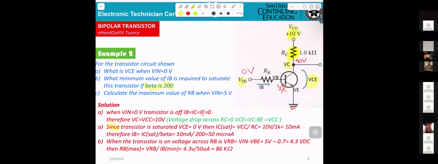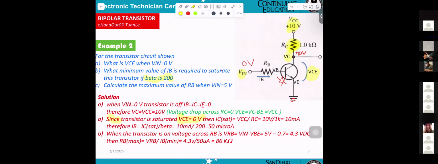That will be telling you IC saturate equal VCC divide RC. You get 10 milliamp. Therefore IB equal IC saturate divide beta, you get 10 milliamp divide 200, you get 50 microamp. That means they are asking for minimum value of IB.